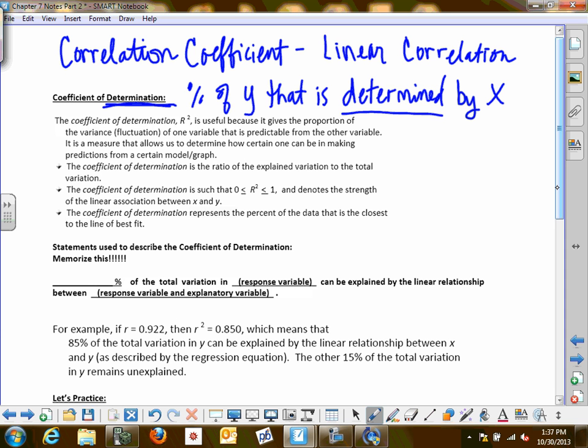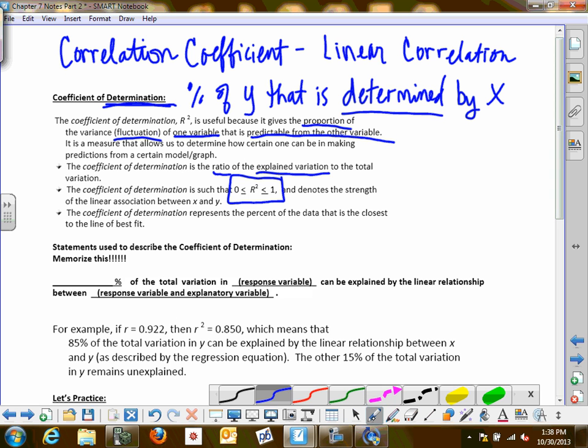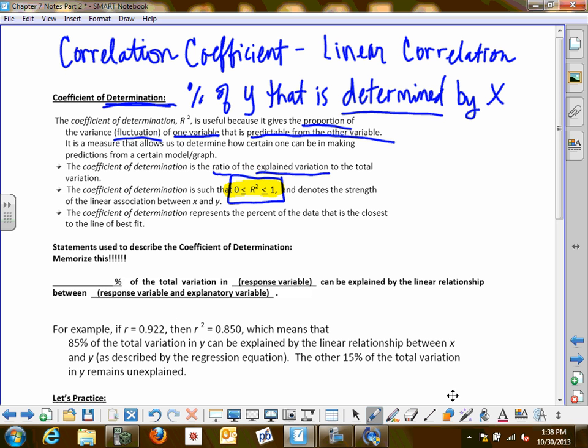So this coefficient of determination is useful because it gives us the proportion or the percent of the fluctuation of the one variable, the response, that is predicted from the x variable. It is a ratio of what was explained, the variation that happened, compared to the total variation. Now let's look at this. The values for your r squared are from 0 to 1. Why is it from 0 to 1? Because it's squared. What were the values, by the way, for the correlation coefficient? Good. Negative 1 to 1, but this one is r squared, and it's from 0 to 1.